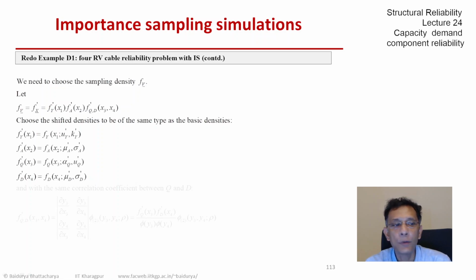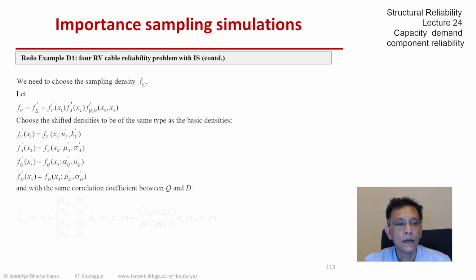We choose these primed densities to be of the same form, the same type as the unprimed. So f prime of y is the same type as f of y, but with different parameters. So the u and k of the yield distribution are potentially different: u prime and k prime. Likewise, for the area, f prime is the same type as f_A, but with different mean and standard deviation. And the same for Q and D.